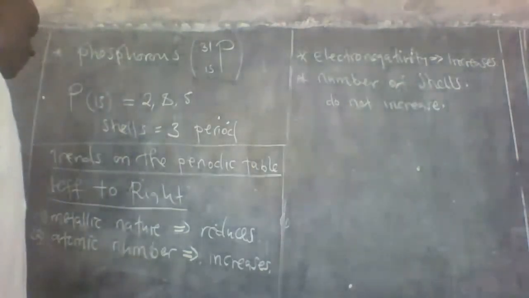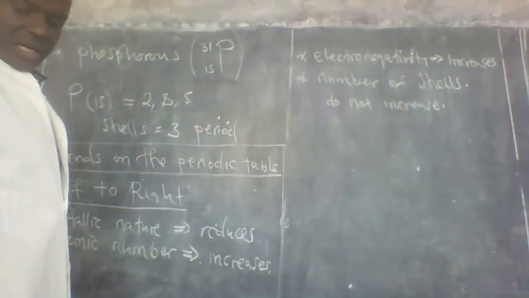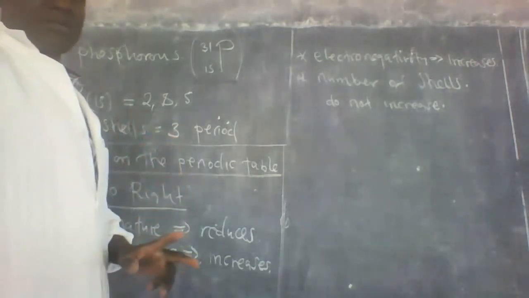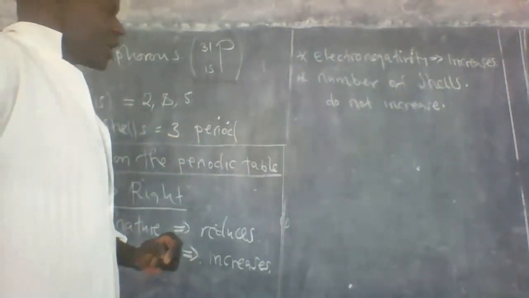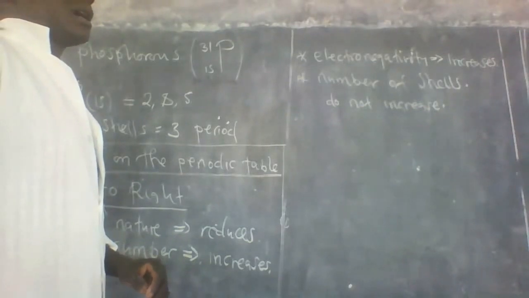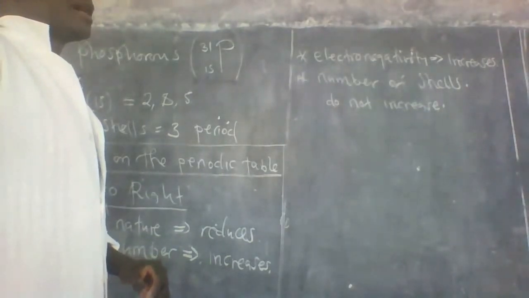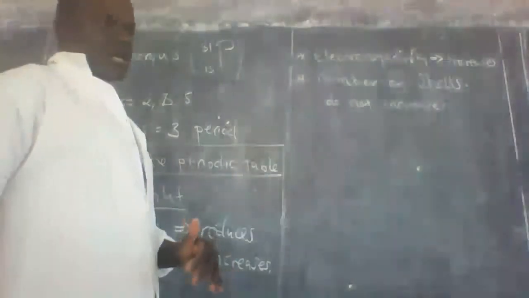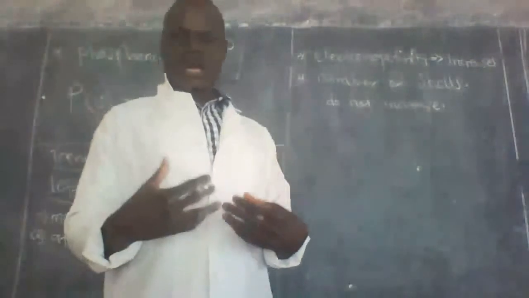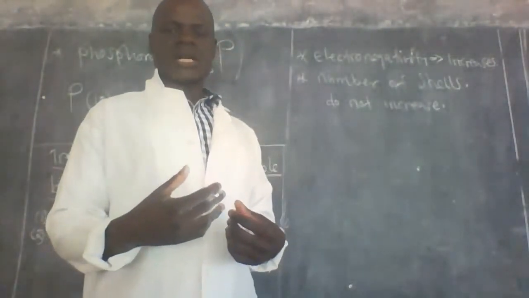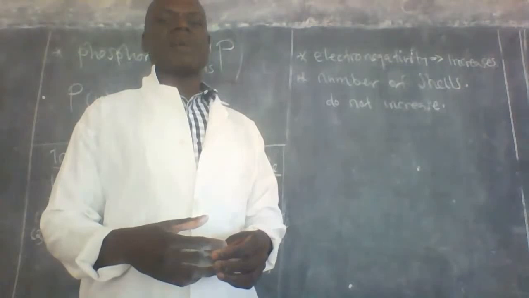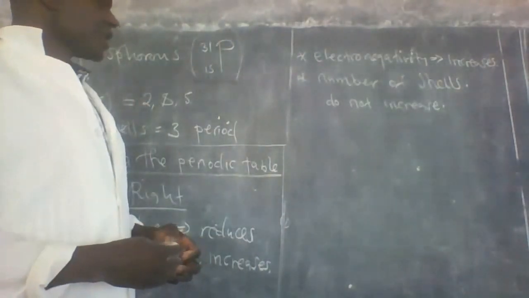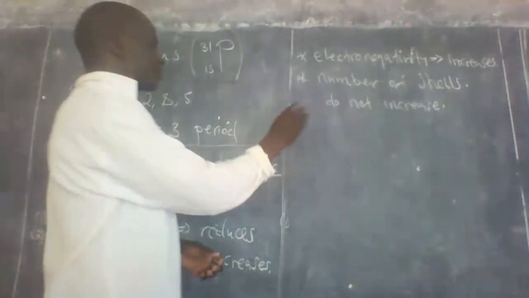Okay, then the other thing that you can also learn from the periodic table, remember we looked at two features. The first feature was the period, which is the horizontal row that is found on the periodic table, and we said the period is there to tell us the number of shells that are occupied by the electrons of an element. The other feature which is very important on the periodic table is called the group.